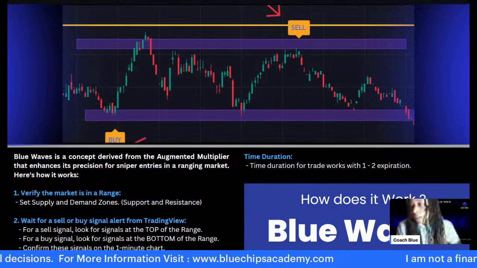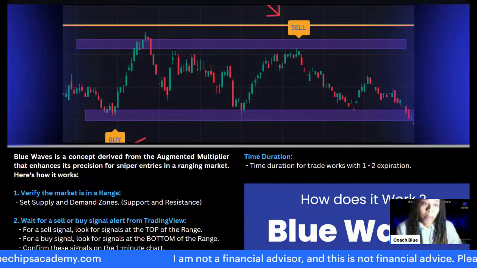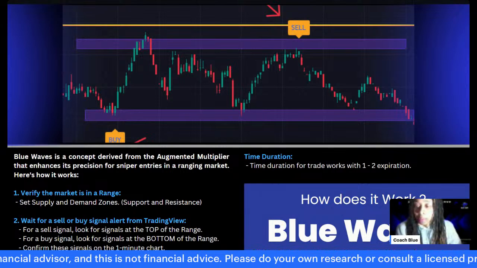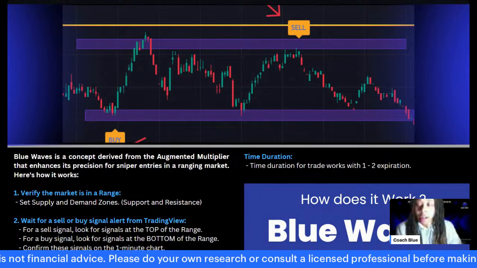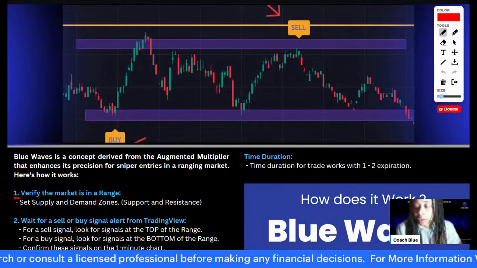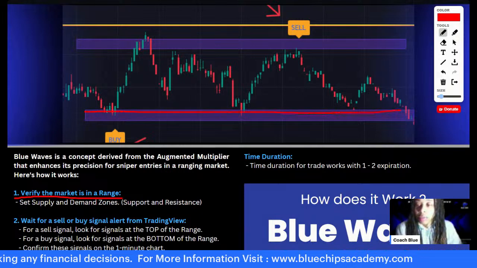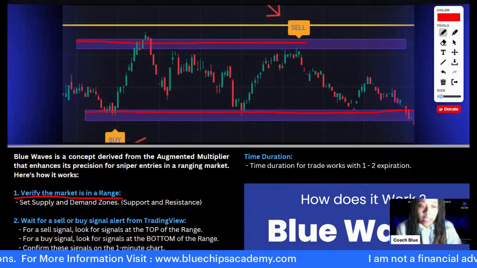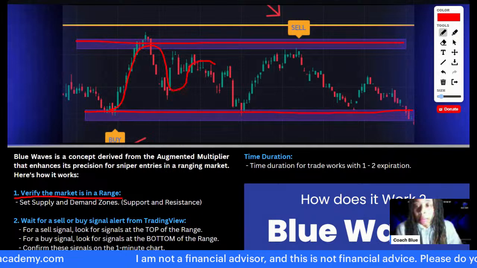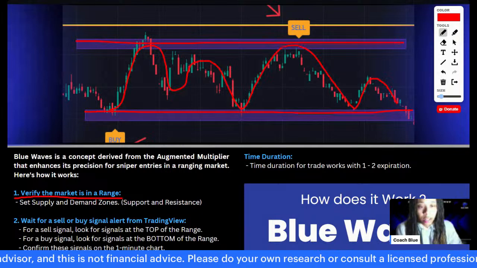Okay. So let's talk about the blue waves concept. It's derived from the augmented multiplier, which is the course in the Blue Chips Academy, and it's designed for precision sniper entries in ranging markets. This is how it works. The first thing you want to do is verify that you're in a ranging market. For those of you not familiar, a ranging market just means that the price, also known as the candles, are moving within a certain area and stay in that area for a certain period of time. So that's a range.